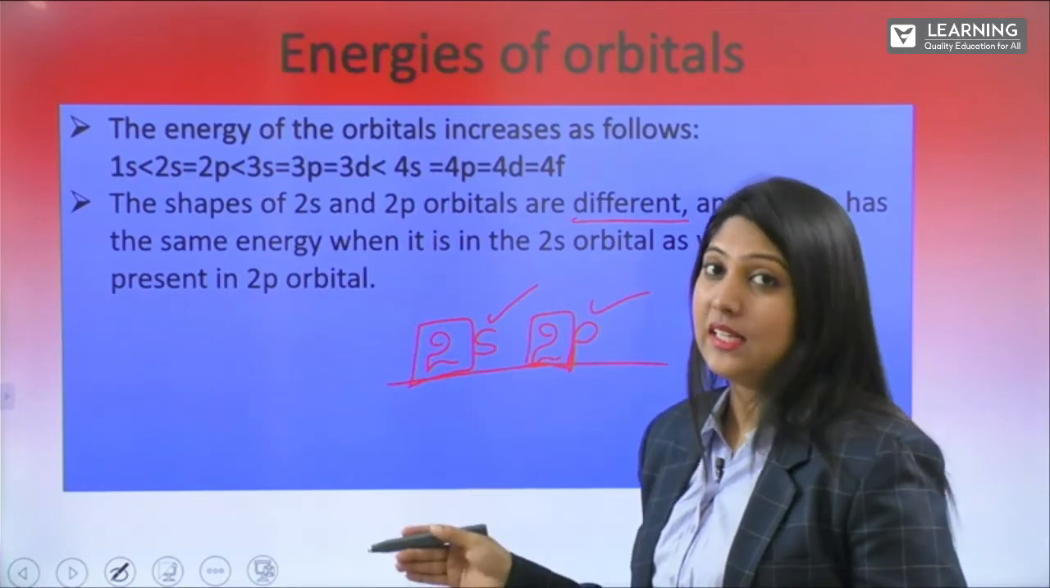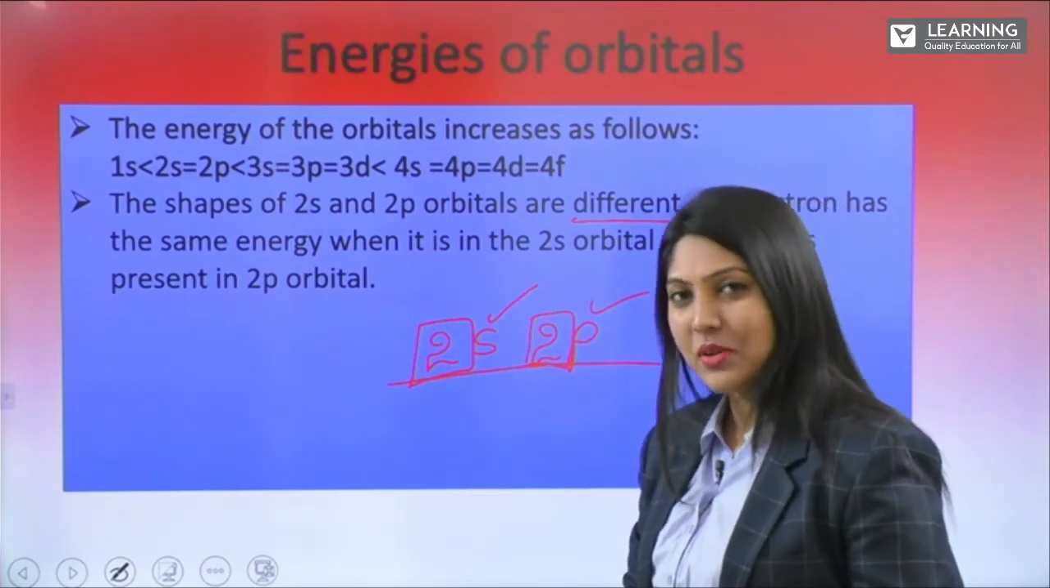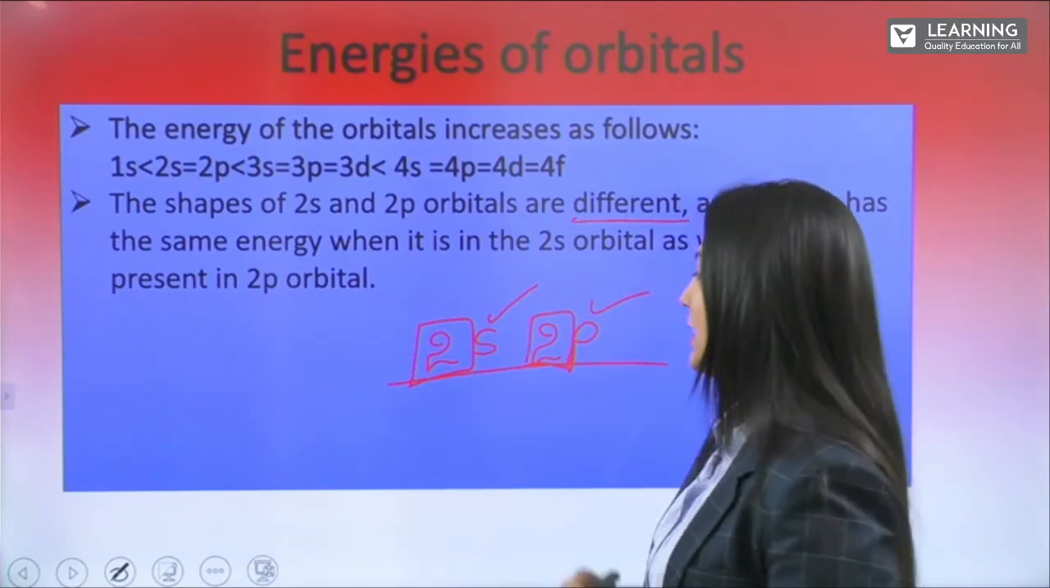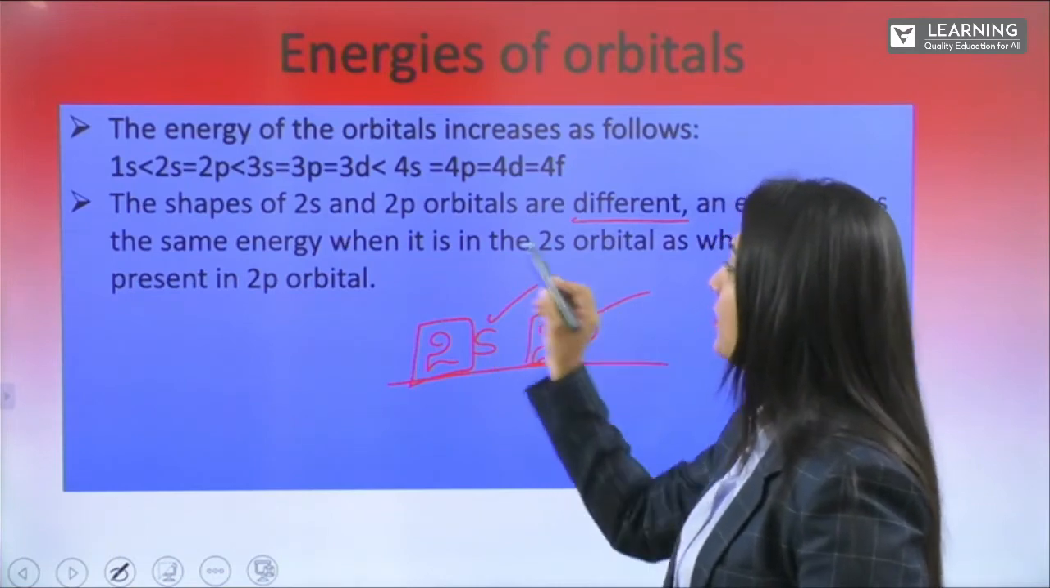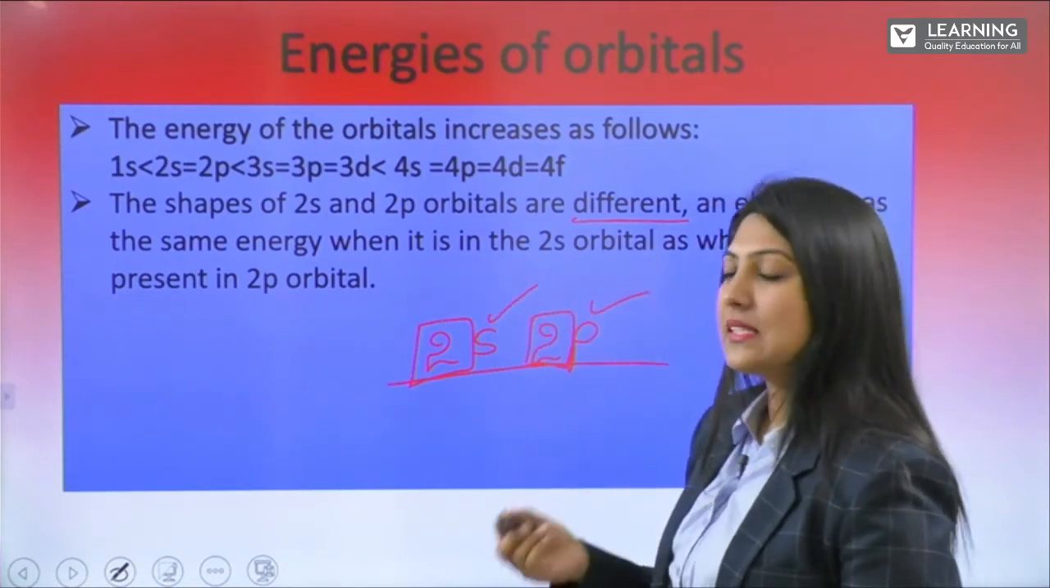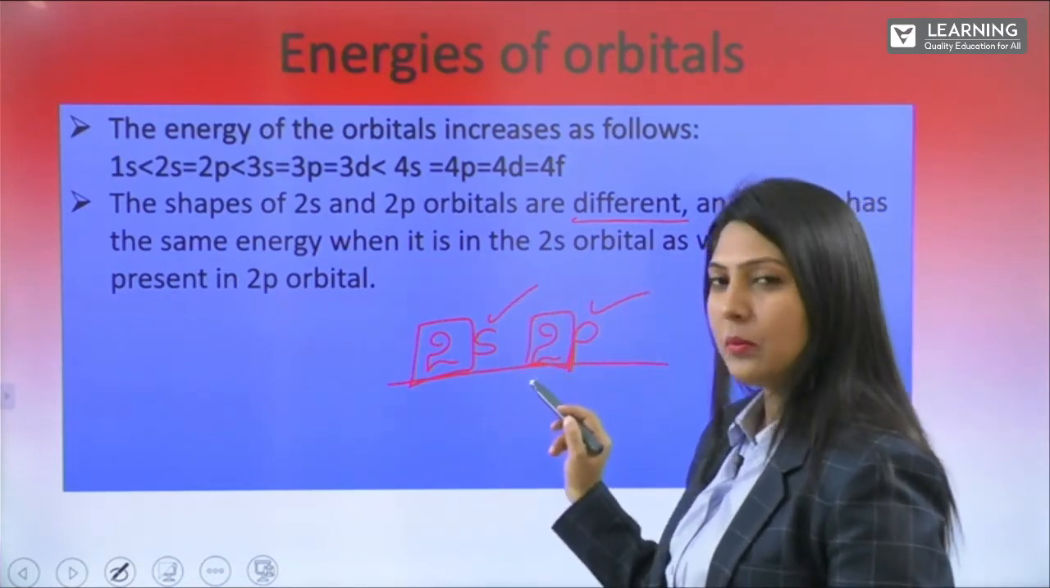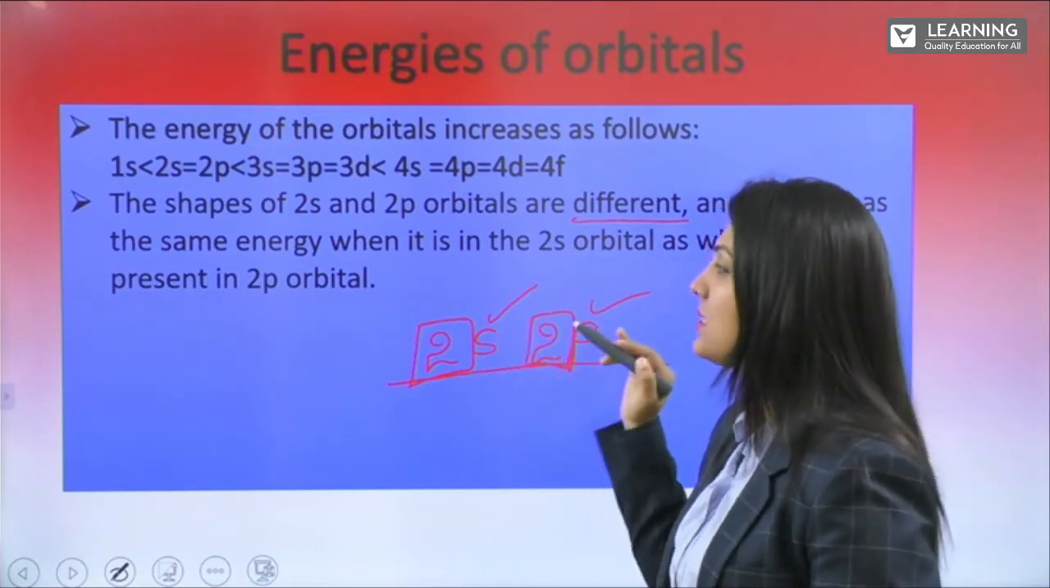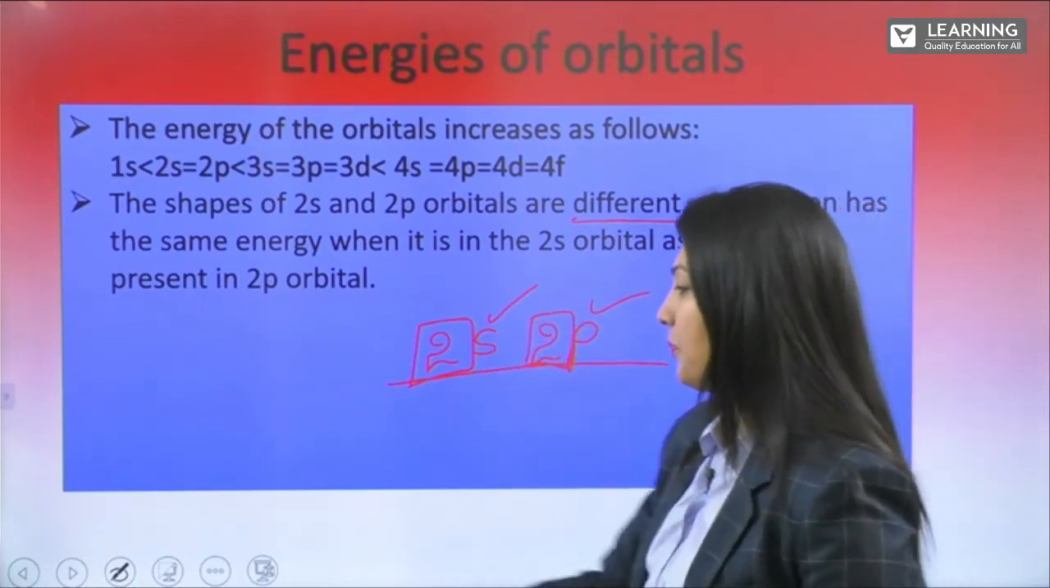We have already studied this in the last session, right? Do you remember that? Then good. So s and p have different shapes, but still if they are in the same orbit, they have similar energy.